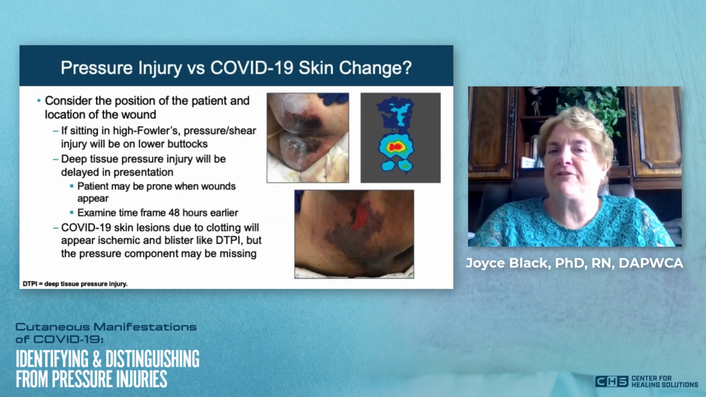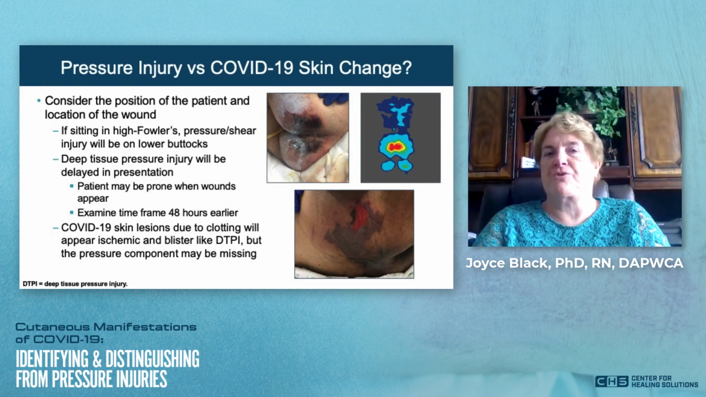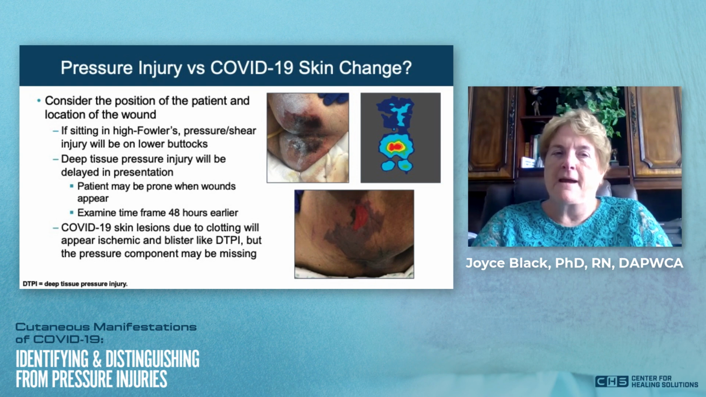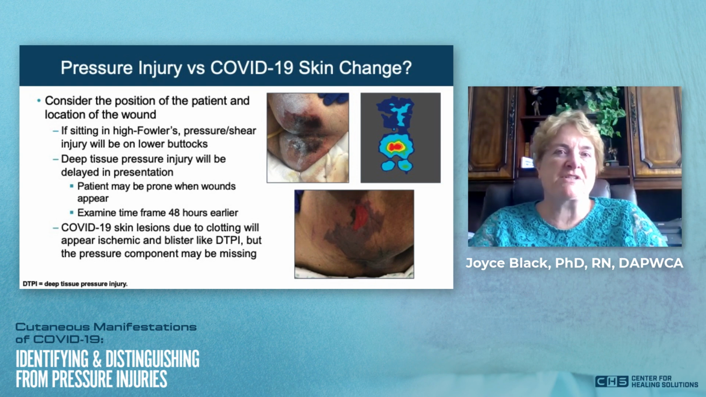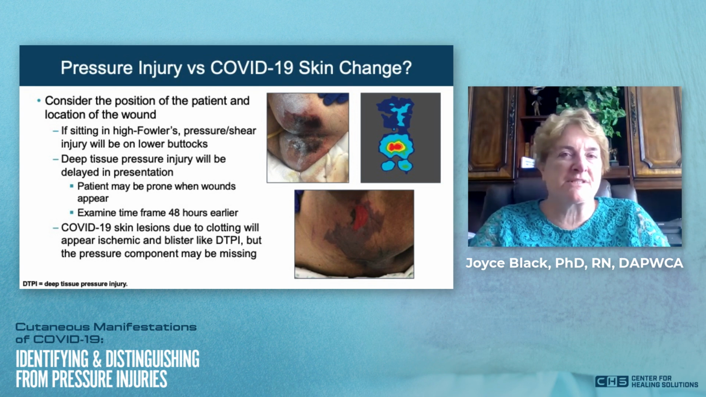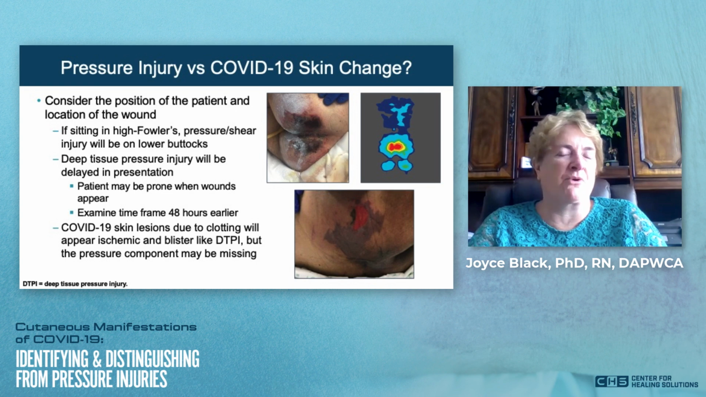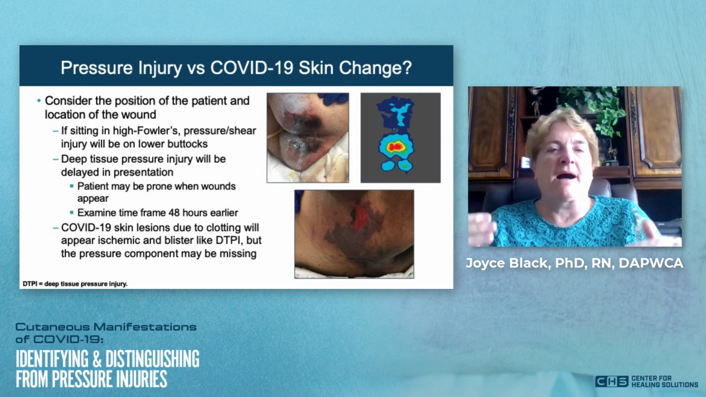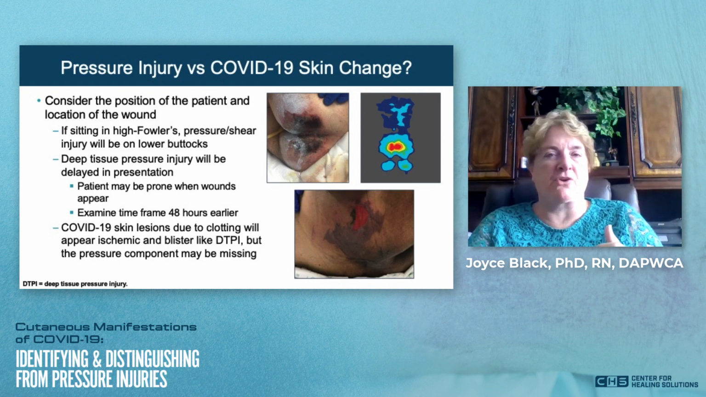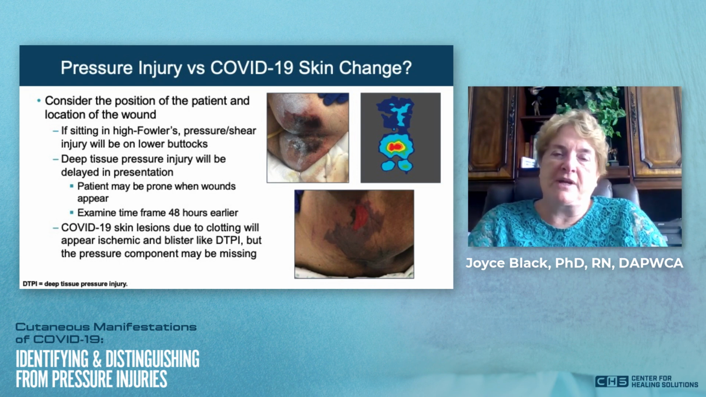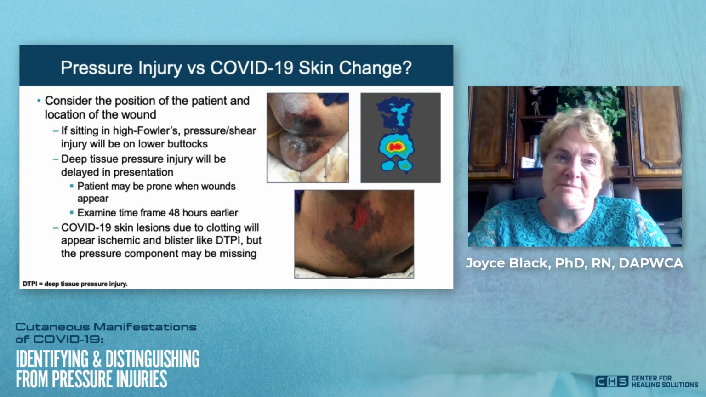So when you're trying to figure out, is this a pressure injury or a COVID skin problem, I want you first to think about where the patient was positioned. Most of these folks with COVID are severely dyspneic and hypoxic, so they're sitting up high in the bed to breathe. And when you sit up high, the wound appears lower on the butt cheeks. So match the location of the wound to the history of how that patient was positioned.